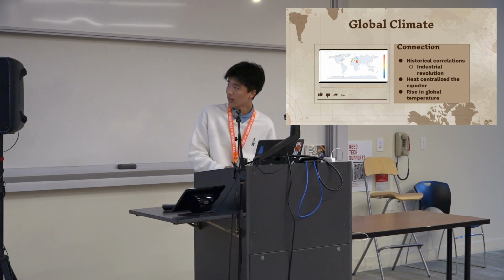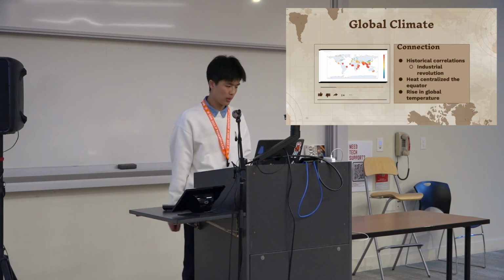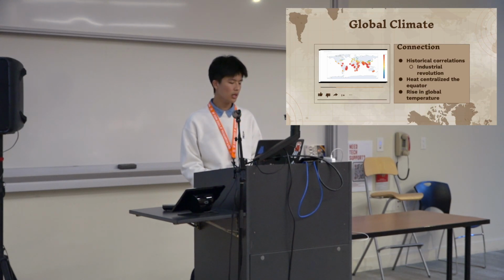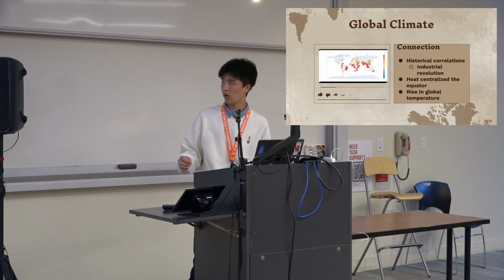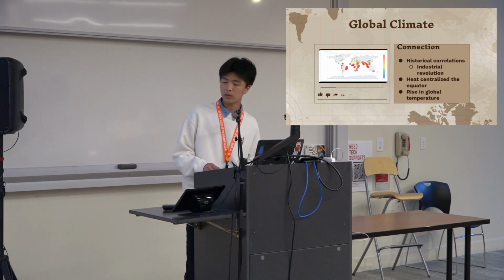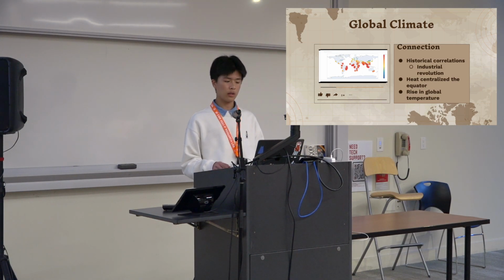There we go. Okay, so as I play the video, I'll explain the circles. The size of the circle, and basically how red the circle is, depicts how hot the temperature is. The redder it is, the bigger it is, basically scaling on how hot the temperature is.